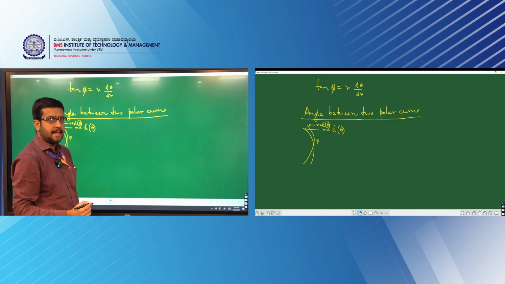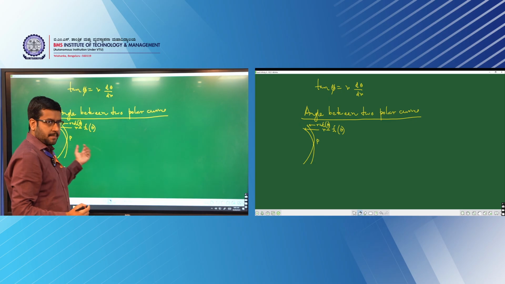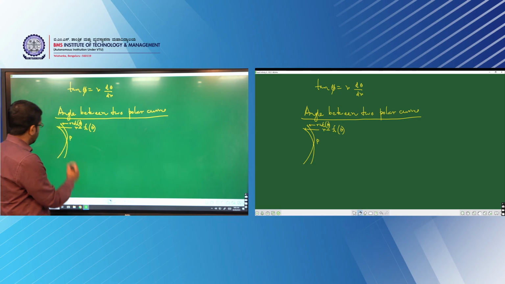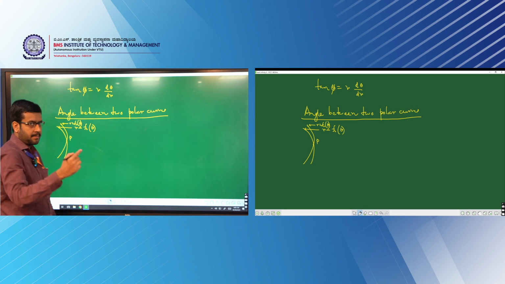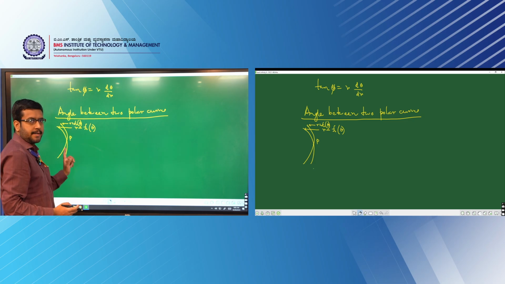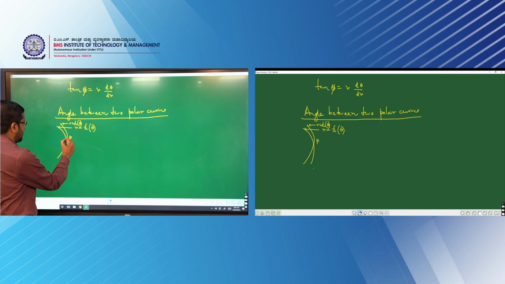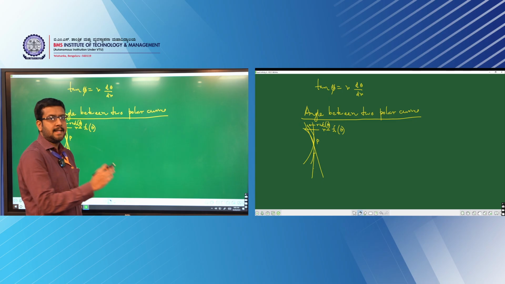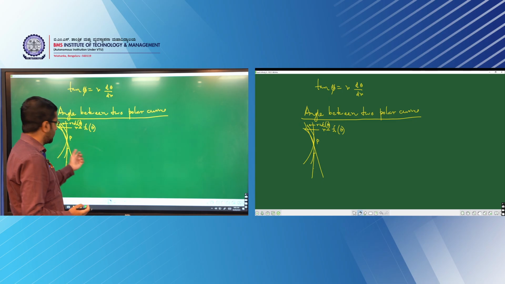Now we have to find the angle between these polar curves, that means at the point of intersection we have to find the angle between these two curves. These are curved lines, and when two curved lines intersect, we cannot directly find the angle between them. So we need to draw the tangent at this point P. Two different tangents we will get. If I am able to find the angle between the tangents, then this is the angle between the two polar curves.